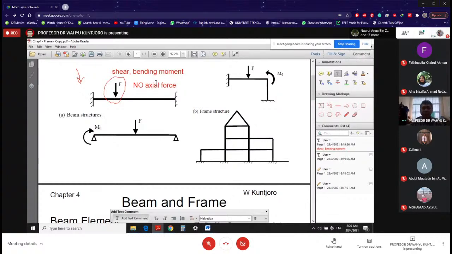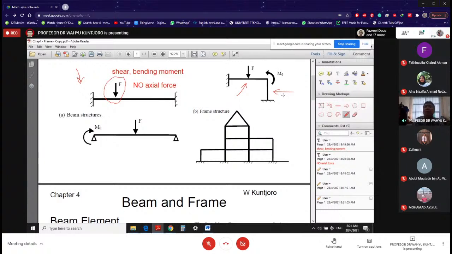Okay, we have frame, and in our frame here, the first thing that you will note is that the elements or the members of the frame could have different orientation. So this element here doesn't have the same orientation as the one on the right. This one is horizontal and this one here is vertical.